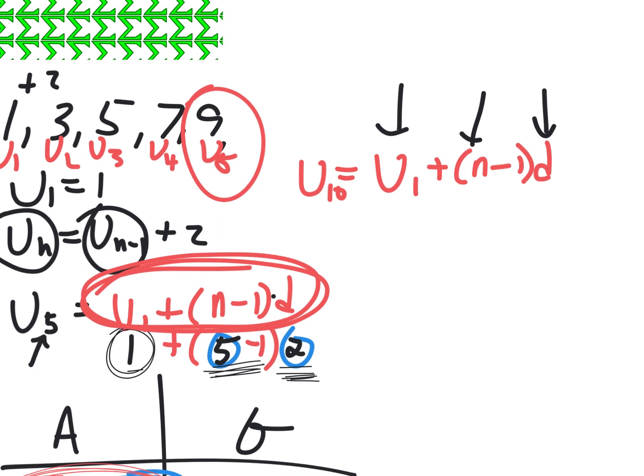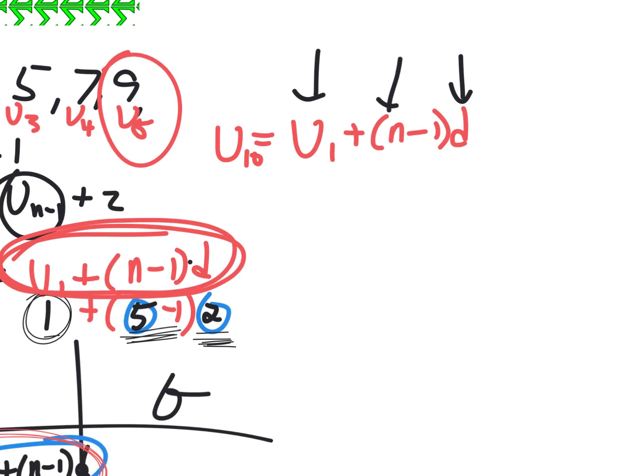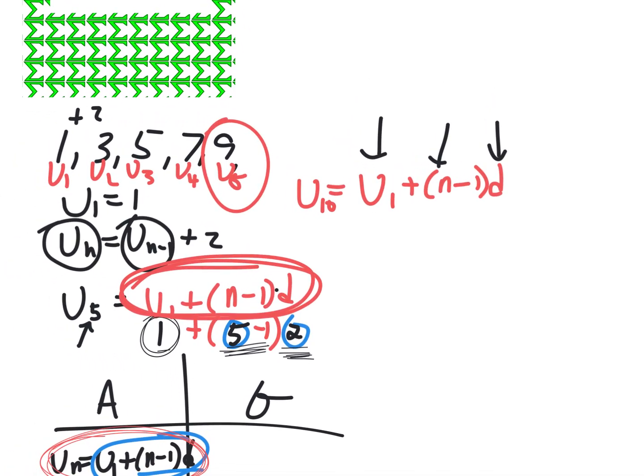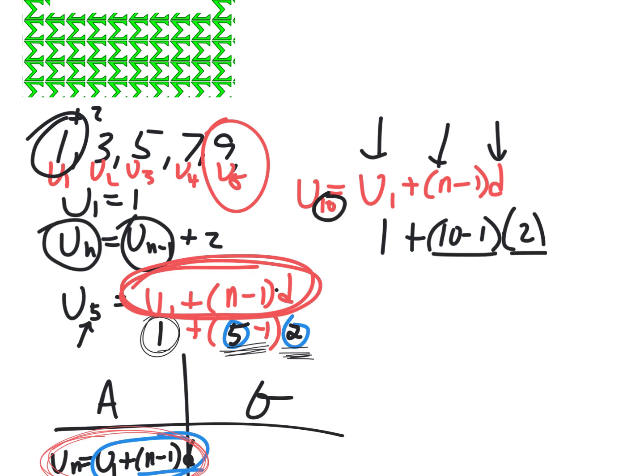Okay, let's see if you did this right. Rena, can you tell me what u sub 1 was? 1. It is 1. It's the first term. 1 plus. And Christian, what was n? 10. Very good. 10 minus 1, which is 9 sets of d, which is a common difference, which was 2. 9 sets of 2 is 18 plus the 1 makes 19. Raise your hand if you had 19.